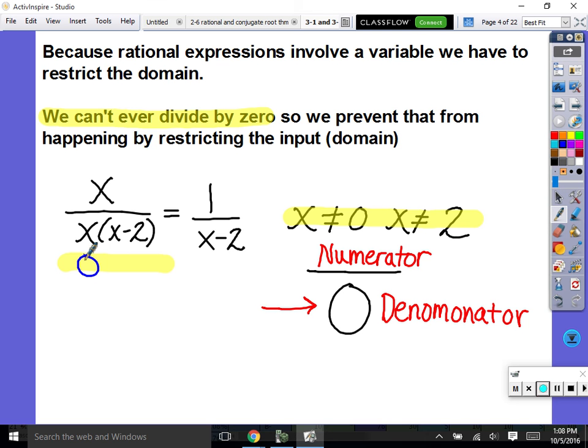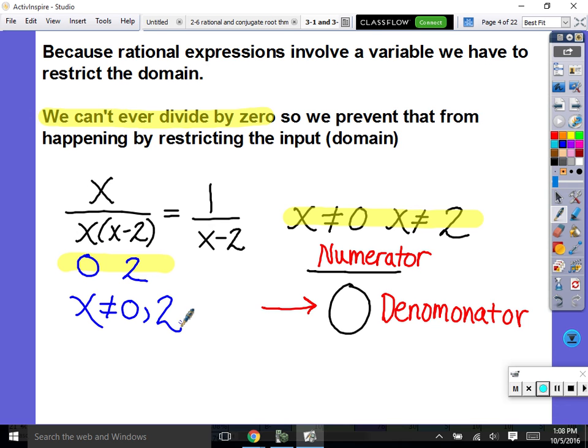Wouldn't that make a 0? Wouldn't also 2 make the bottom 0? Does everybody understand? So that would be a problem, right? So we would have to say x cannot equal 0 or 2. Otherwise, the function's undefined. Does everybody understand?